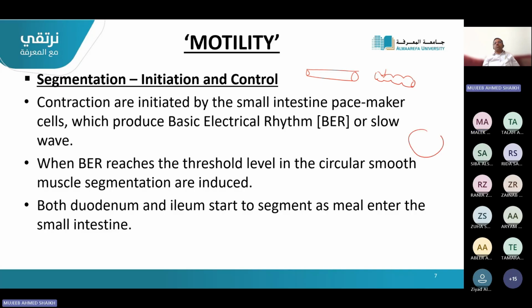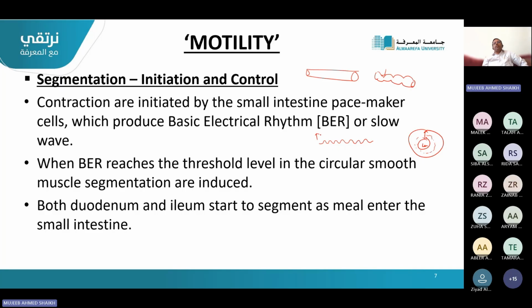If you remember the histology, the different layers of the small intestine, this is the lumen, and these are the four layers. In the layer of the longitudinal and circular muscle, there lie the nervous tissues, and they are producing a wave of depolarization and repolarization, not contraction and relaxation.